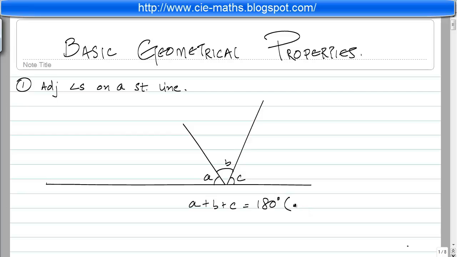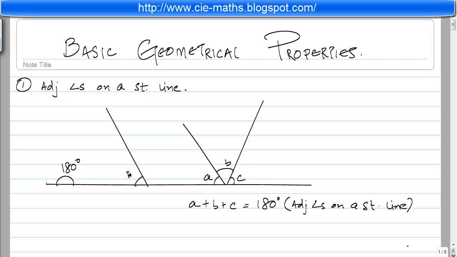And you have to write the statement with it: adjacent angles on a straight line. This statement will be required in your examination and you will have to write it because it will earn you marks. We already know that a complete angle on a straight line is 180 degrees. So if I divide that complete angle into three smaller angles A, B and C, they should add back to 180 degrees again. At times, this property is also referred to as sum of angles on a straight line.